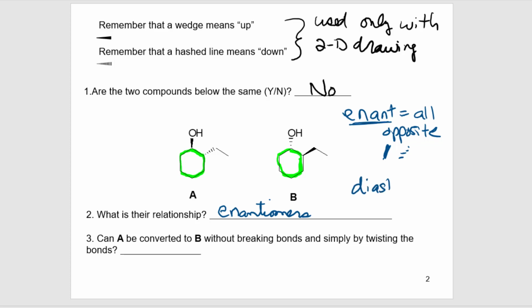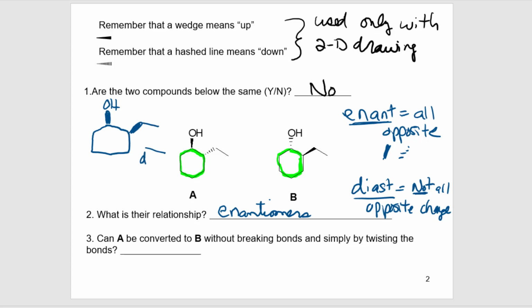Diastereomers are when not all, any other mixture of change, but not all of them opposite. Not all opposite change. So an example of a diastereomer would be maybe keeping the alcohol but changing the ethyl. The relationship between these two are diastereomers.